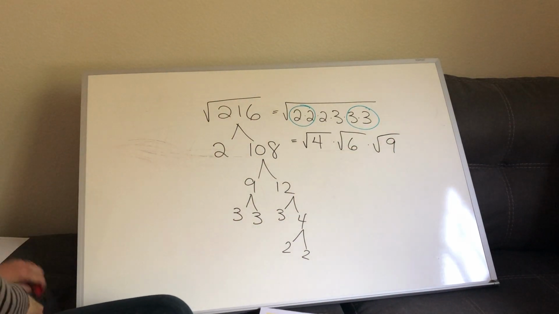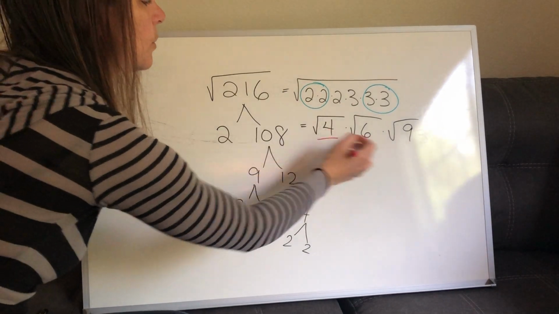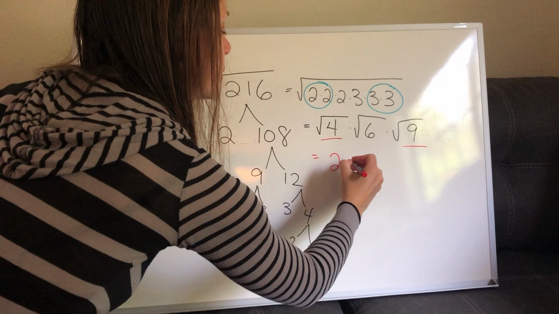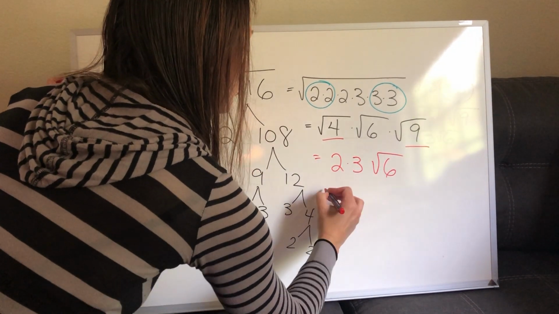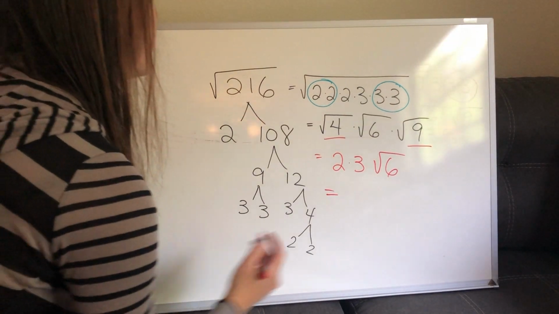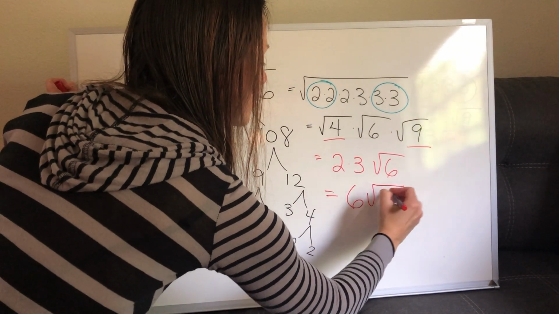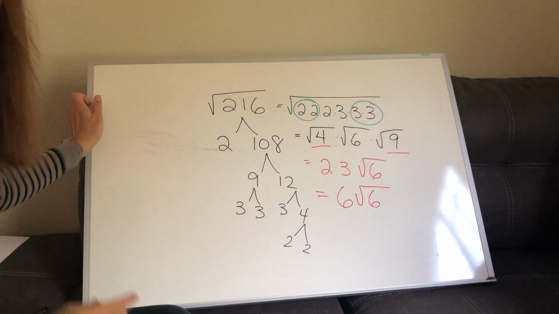But then again, I know that where I found those pairs, I have perfect squares. So square root of 4 is 2. Square root of 9 is 3, and then that gets left behind. So square root of 216 simplifies all the way down to 6 root 6. And that is simplifying radicals, part 1.